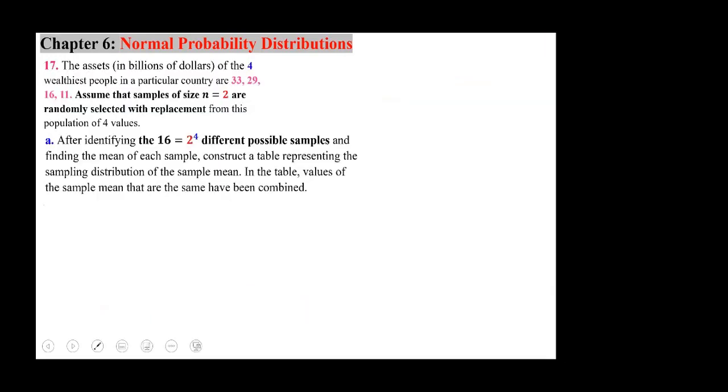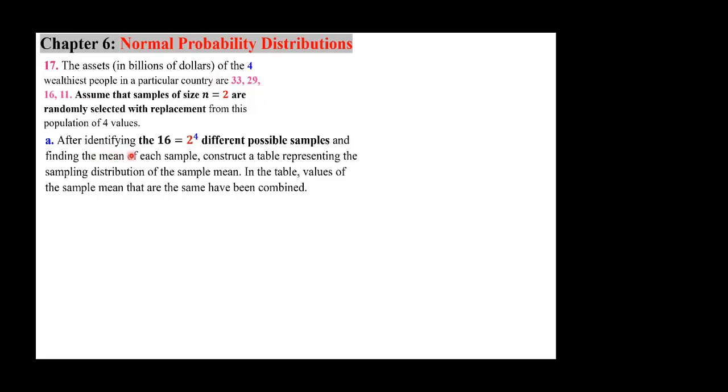The assets in billions of dollars of the 4 wealthiest people in some country is given as 33, 29, 16, 11. Assume the sample of size n equals 2 are randomly selected with replacement from this population of 4 values. Number one, this takes a long time if the numbers are more. Okay, this does get involved. That's why it's a very small size.